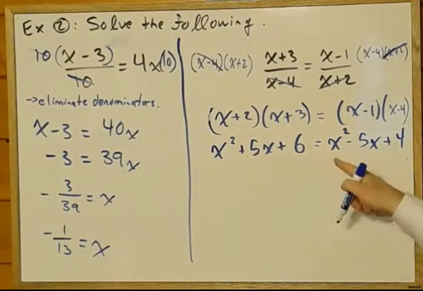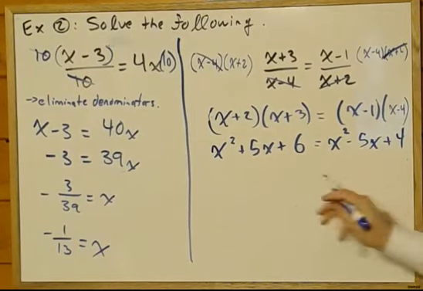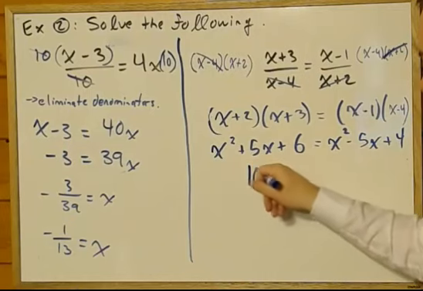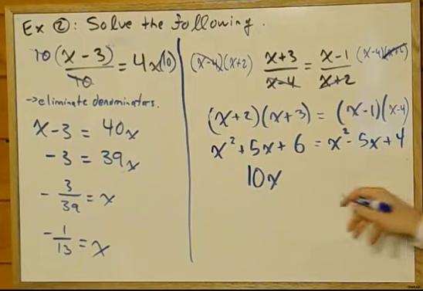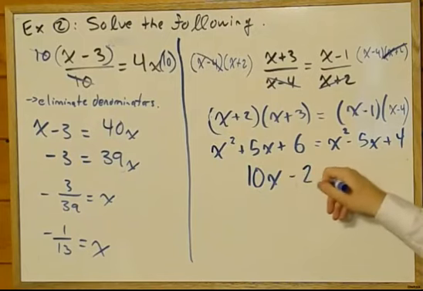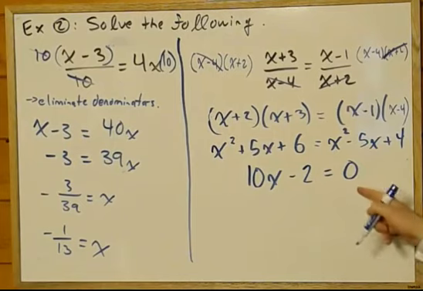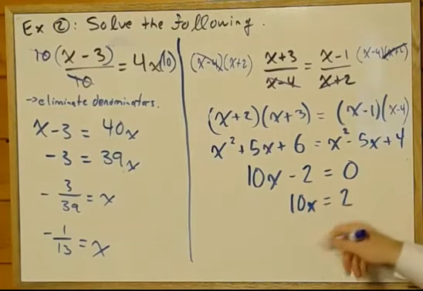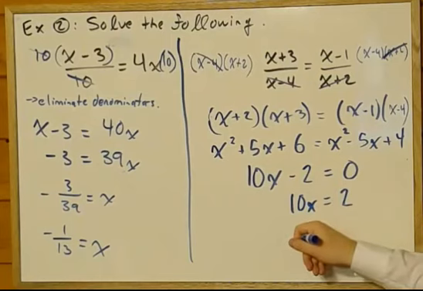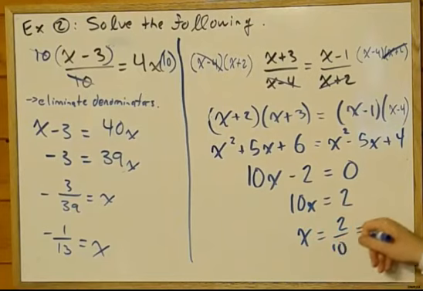So x squared minus x squared is 0. 5x minus negative 5x will be 10x. 6 minus 4 is 2. Okay, so we can now solve these. Plus 2 on both sides. Divide both sides by 10. And 2 divided by 10 reduces to 1/5.